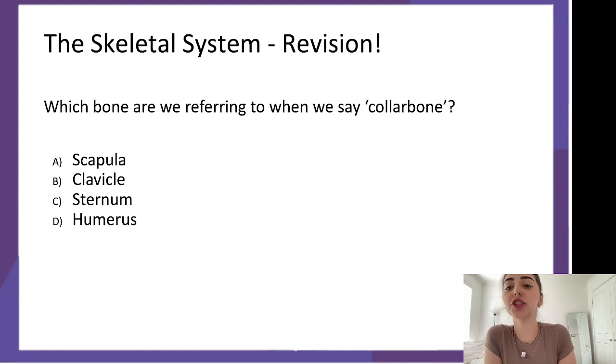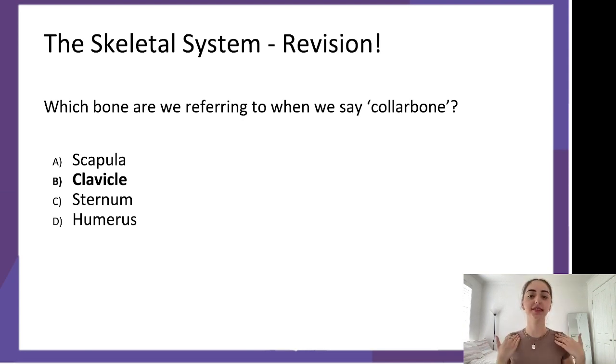All right. Which bone are we referring to when we say the collarbone? Give this one a shot. Do we mean the scapula, the clavicle, the sternum, or the humerus? What do we think? I've said this one a few times, so hopefully we remember. Okay, cool. Clavicle, yes. The clavicle is the collarbone.